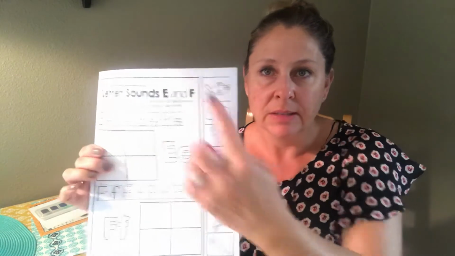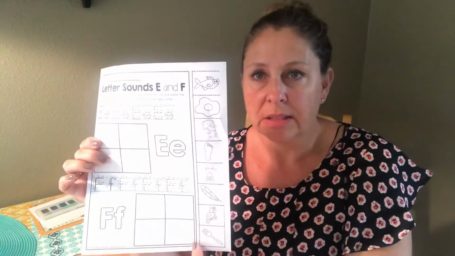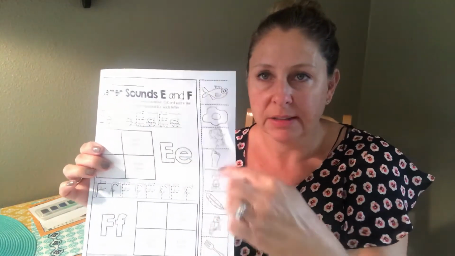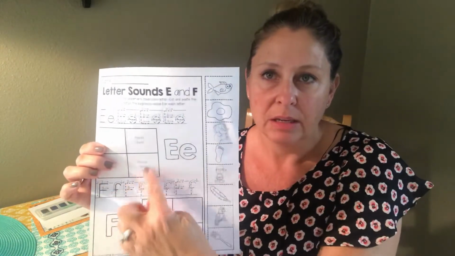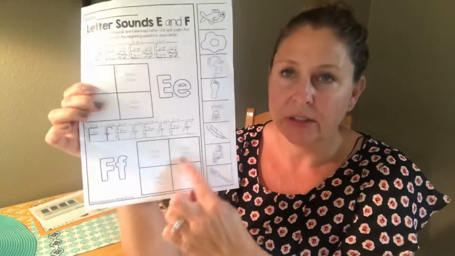All right, so you're going to color these. You'll cut the strip down the side and then cut each box. And then if they start with an E, you'll put them over here in the E section, and if they start with an F, we'll put it over here in the F section. So that's the EF page.